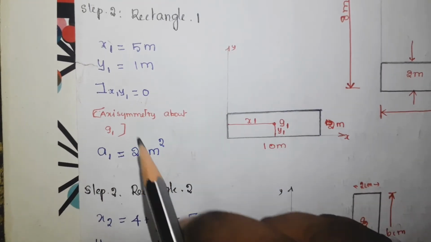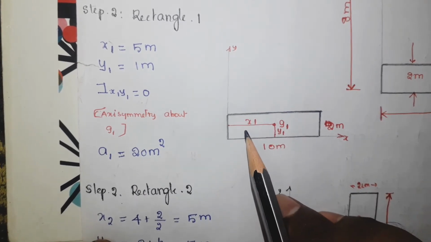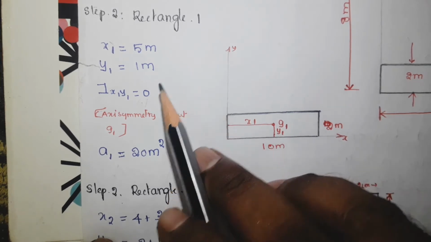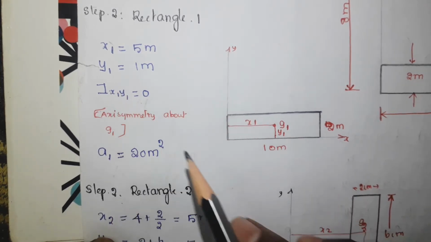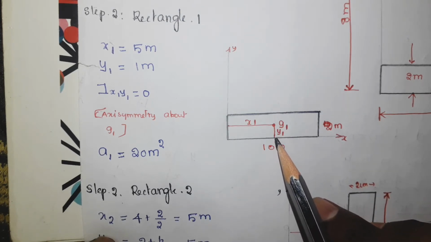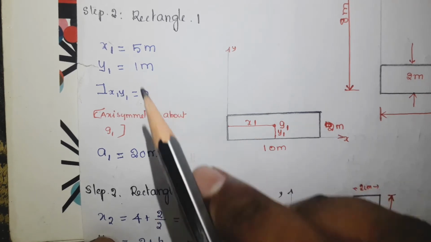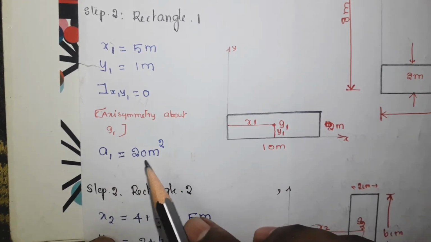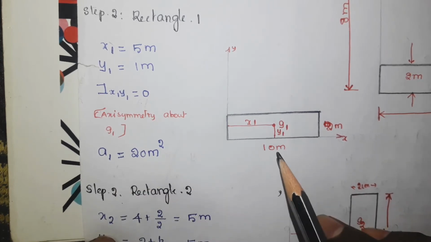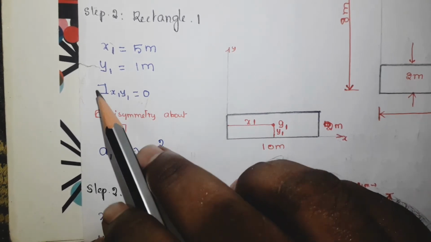Now let us go to the first variable. The first variable is x1, which is nothing but the position of g1 with respect to the y axis. So here x1 is half of this distance, 10 by 2, 5 meter. Then the next one is y1, which is the distance between g1 and the x axis, which is half of this height, 2 by 2, 1 meter. Then the area is the multiplication of these two, 10 into 2, which is equal to 20 meter square. Now let us go to the fourth variable.